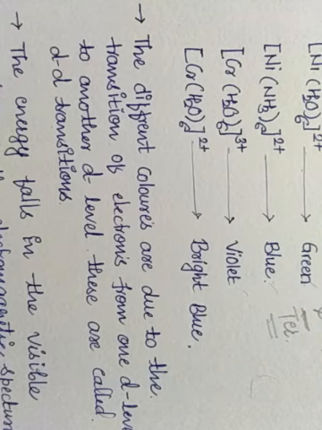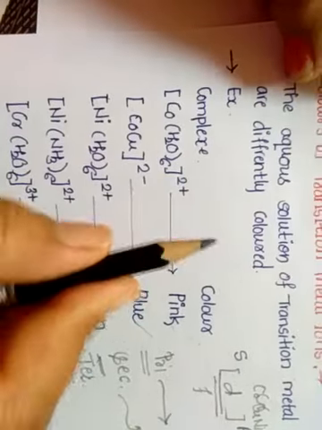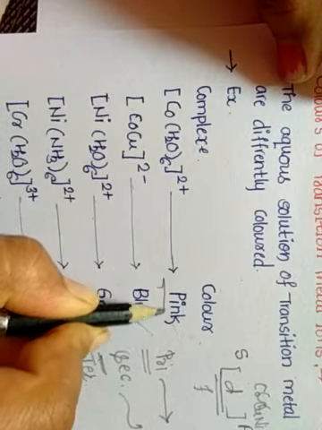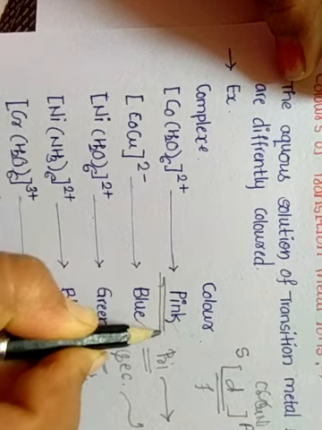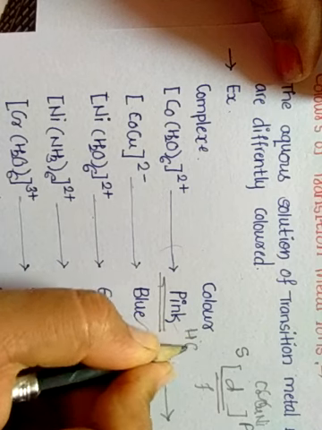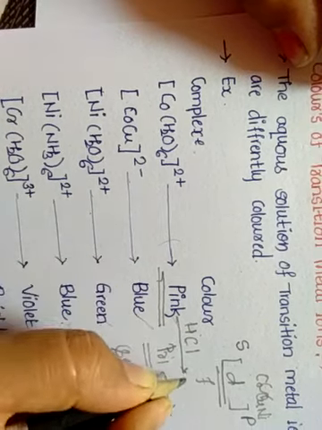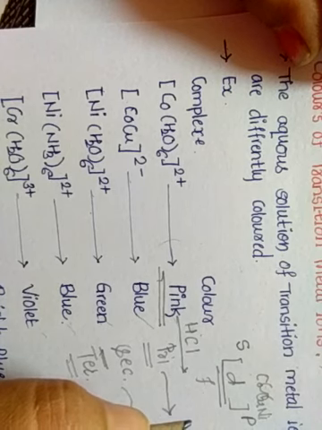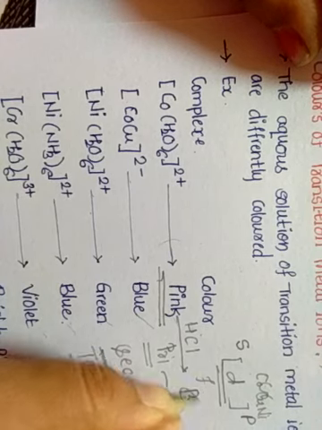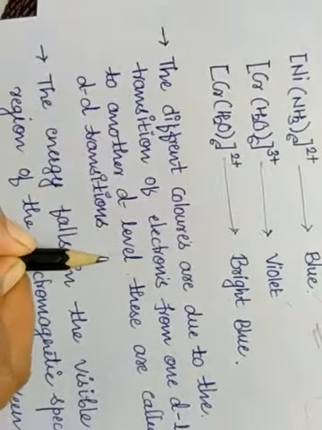As you know already, these are the cobalt complexes. Take one example: this cobalt complex is pink in color, but when you add HCl, the color changes from pink to violet, or else it can change into blue or green. Why does this happen? Because of the DD transition.